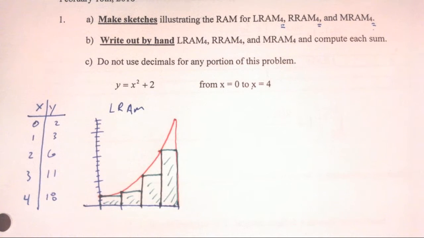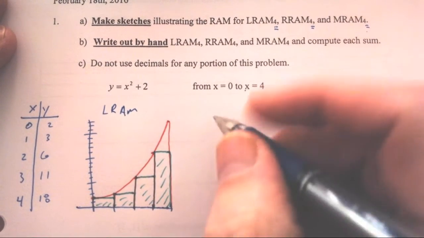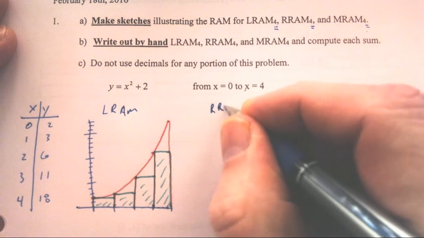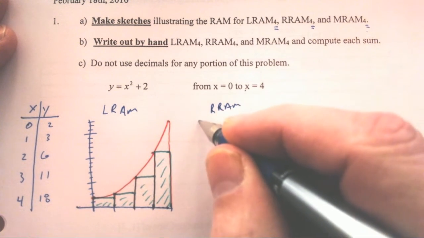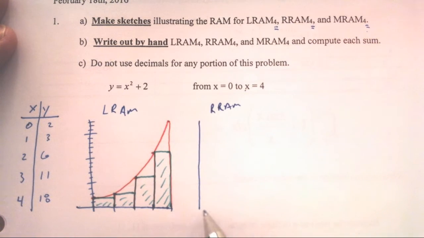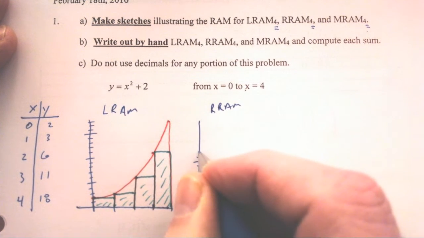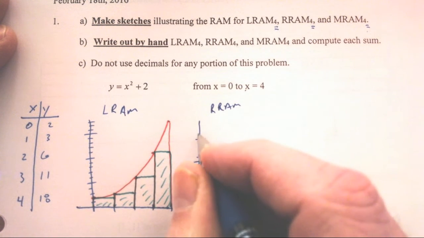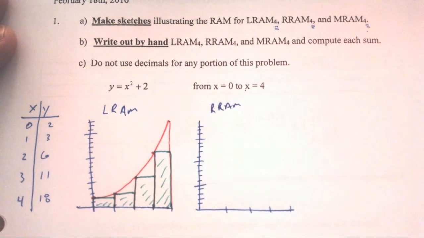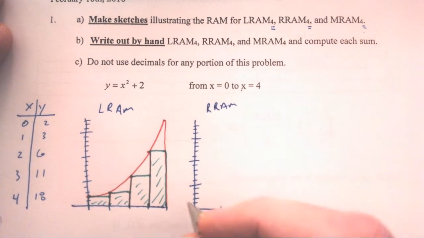Okay, we'll get back to that. I'm just going to go ahead and complete my graphs for RRAM and MRAM. So RRAM, 1, 2, 3, 4, 1, 2, 3, 4, 5, 6, 7, 8, 9, 10, 11, 12, 13, 14, 15, 16, 17, 18. And let's get going on that one.